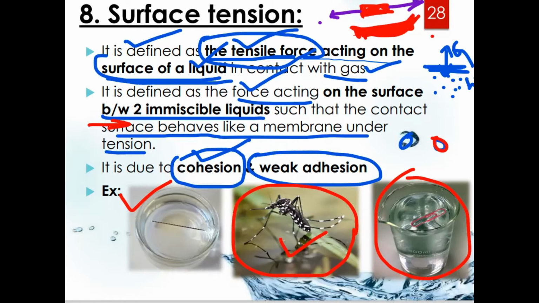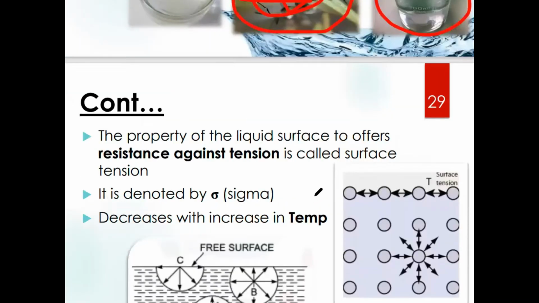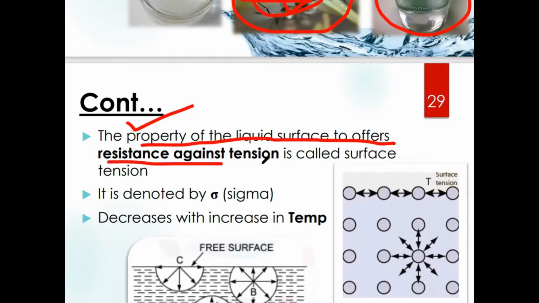That force will act on this surface, between the water and the insect, which means the gas. On this surface, the tensile forces will act. Due to the tensile forces only, the needle and pin can stay on the water and insects can stand on the water. So these three are examples for surface tension. Basically, surface tension is due to cohesion and weak adhesion. So the definition of surface tension is the property of the liquid surface to offer resistance against tension. As the name itself says, surface tension.